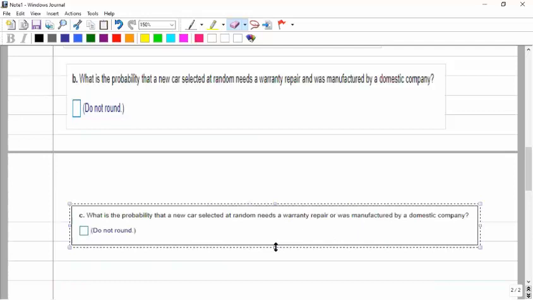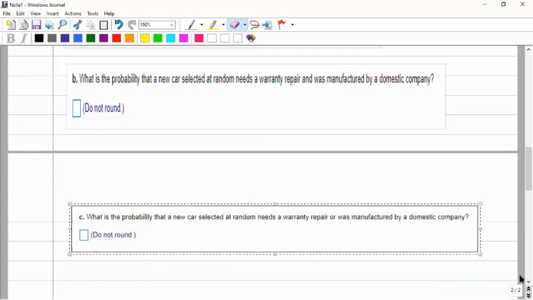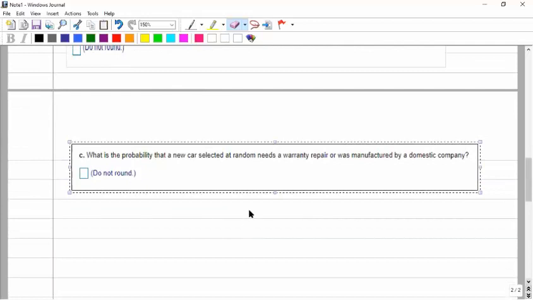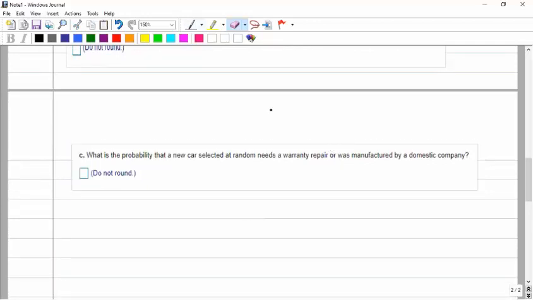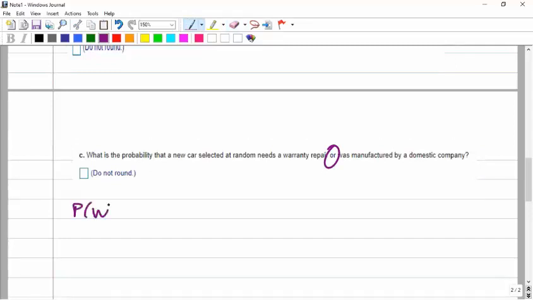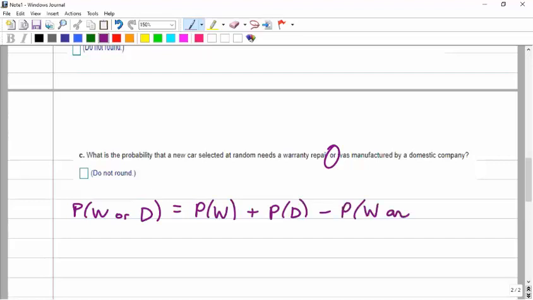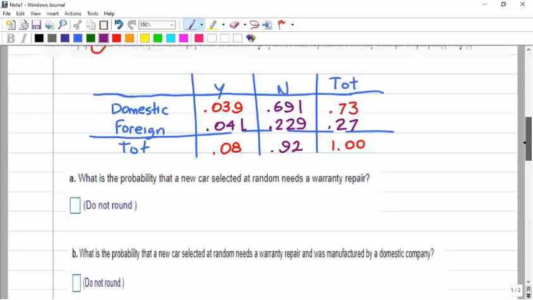They say, in other words, this would be warranty or domestic. So the probability of W or domestic is the probability of W plus the probability of domestic minus the probability of warranty and domestic. Yeah, those are the three numbers it actually gave us. Warranty was 0.08, so it's 0.08 plus 0.73 minus 0.039.